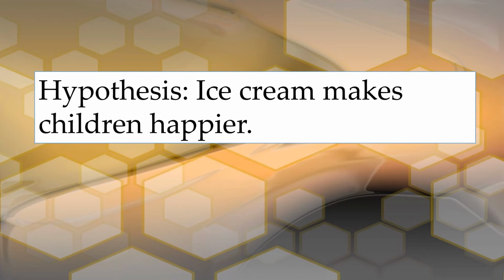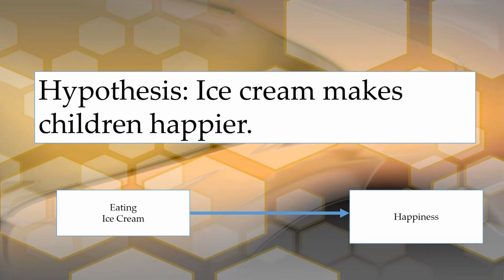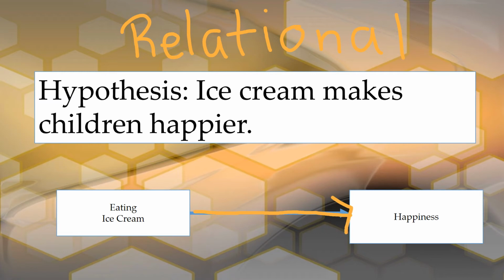So our hypothesis here would be ice cream makes children happier. So we're saying that eating ice cream leads to happiness. This is called a relational hypothesis. So why it's called relational is because we're relating two concepts to each other. We have ice cream here, the act of eating ice cream, and we're relating it to happiness. So we're relating two concepts or two variables together.